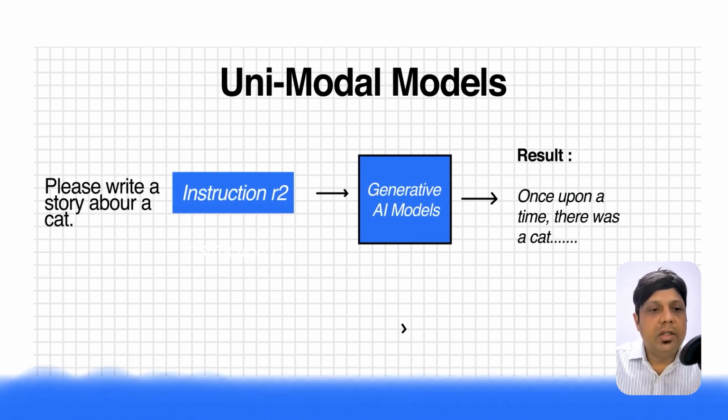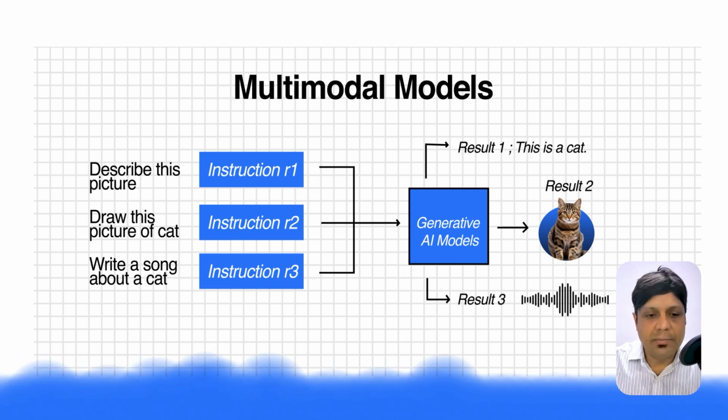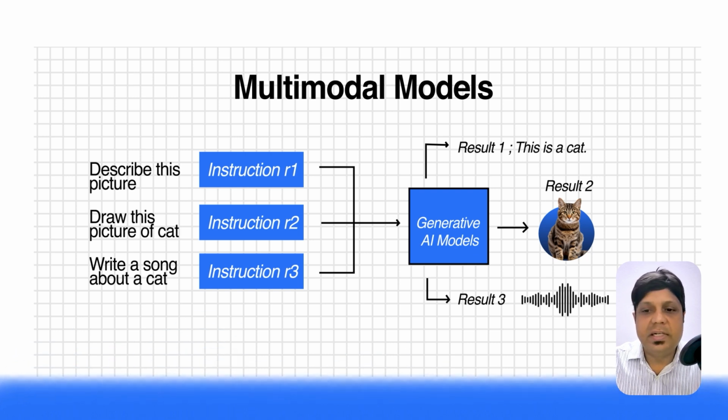Earlier we had unimodal models which could only take text as an input and provide an answer in text, but now they can take multimodal inputs. For example, "describe this picture": image as well as text, and it can provide results in text. Then "draw a picture of a cat": text as an input but the answer is in image. Then "write a song about a cat": text is the input but the output is in voice. So with this we got multimodal outputs as well.